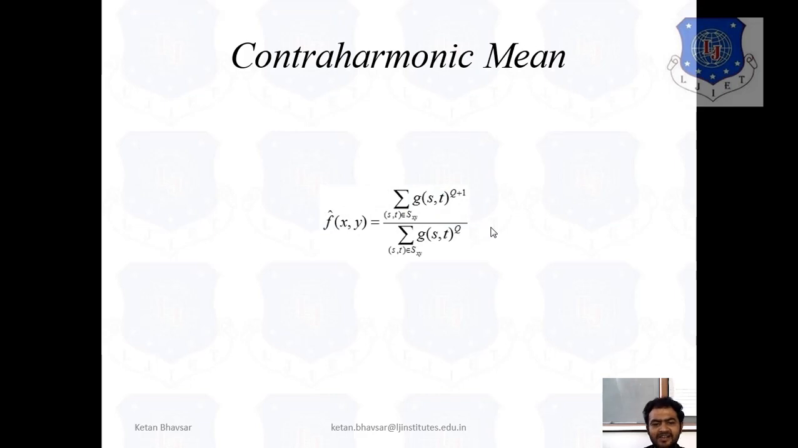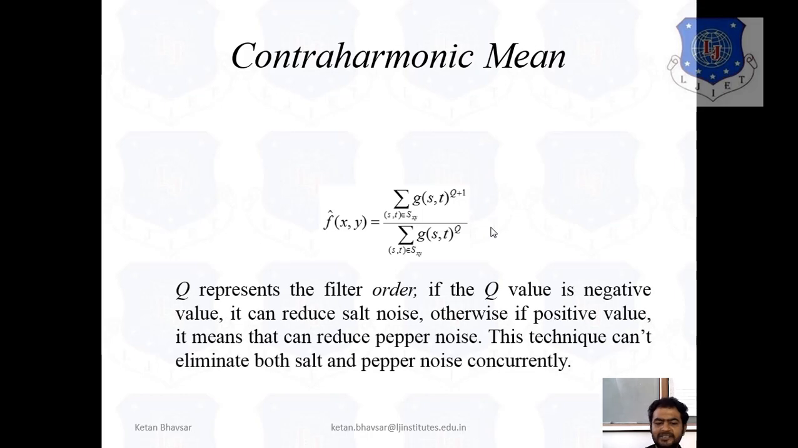Contra-harmonic mean filter is a specific equation dealing with g of s and t, which represents the degraded noisy image in terms of rows and pixels, and also belongs to a certain threshold value. Q represents the filtering order: first order, second order, third order. If its value is negative, then it reduces the salt noise. Otherwise, if it is positive, it reduces the pepper noise.